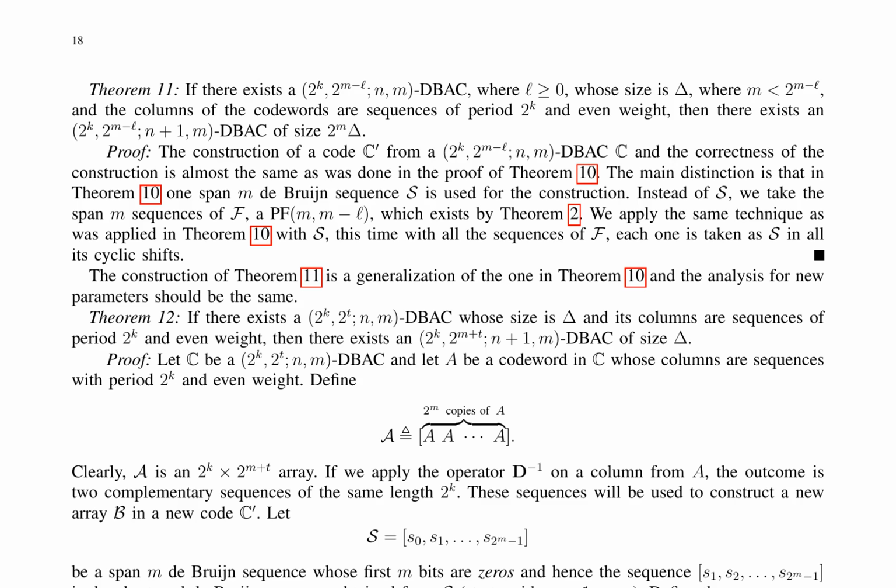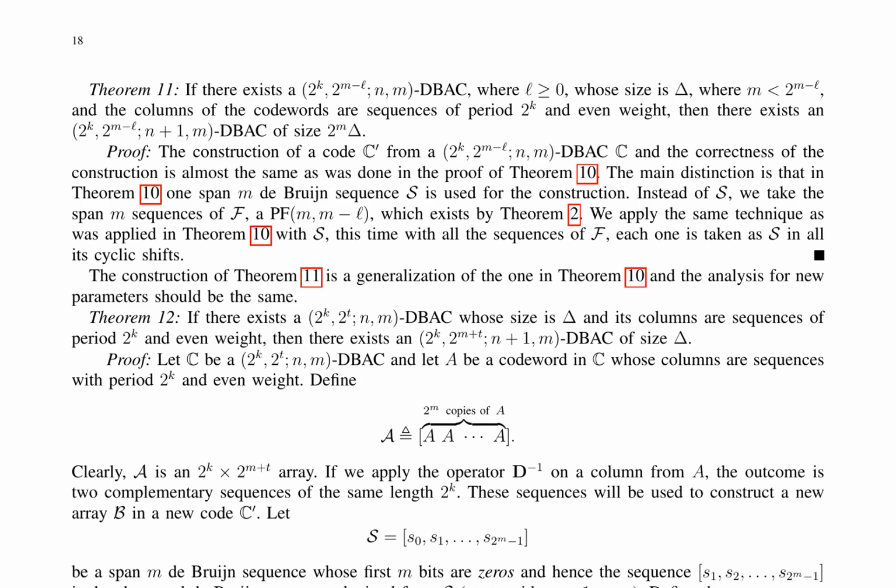Theorem 11 demonstrates that if a (2^k, 2^t, n, m) DBAC of size increment exists, with columns being sequences of period 2^k and even weight, then a (2^k, 2^(m)+t, n+1, m) DBAC of size 2^m increment can be constructed. This is achieved by applying a similar technique to that used in Theorem 10, but with span m sequences of a perfect factor, instead of a single de Bruijn sequence.